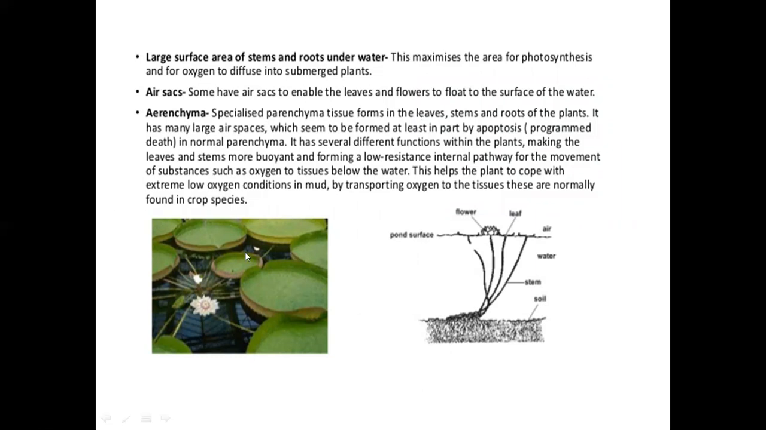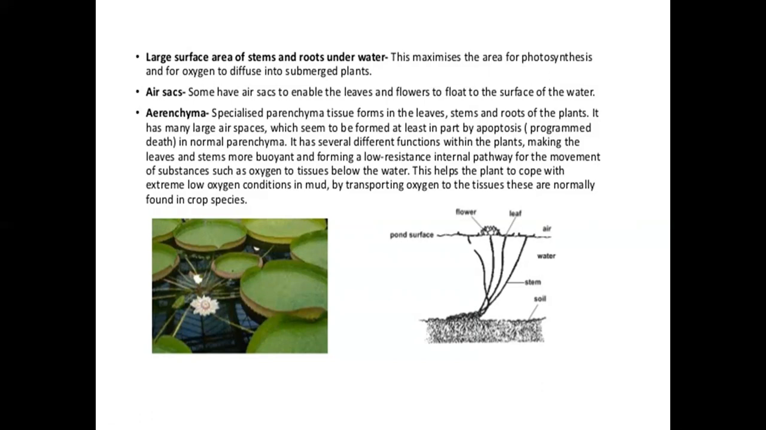As we discussed, this is the Amazon lily, and here we see the leaves. These have the largest leaves, Amazon lily. Here these leaves float on the surface of the water, and they maximize the potential for photosynthesis, because since they have the largest leaf surface, they can capture as much light as possible and carry out photosynthesis.